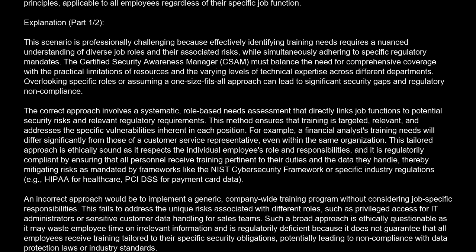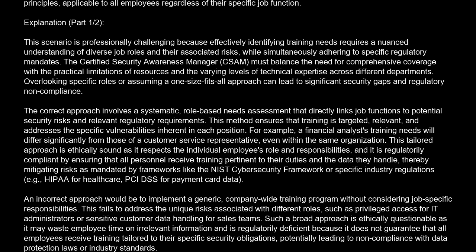for payment card data. An incorrect approach would be to implement a generic, company-wide training program without considering job-specific responsibilities. This fails to address the unique risks associated with different roles, such as privileged access for IT administrators or sensitive customer data handling for sales teams. Such a broad approach is ethically questionable, as it may waste employee time on irrelevant information, and is regulatorily deficient because it does not guarantee that all employees receive training tailored to their specific security obligations, potentially leading to noncompliance with data protection laws or industry standards.